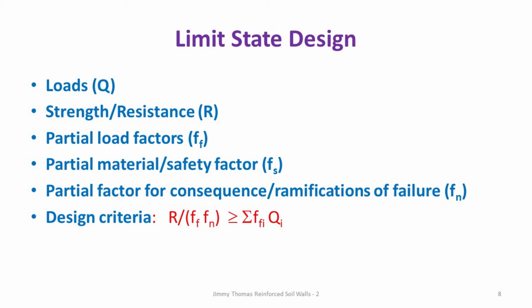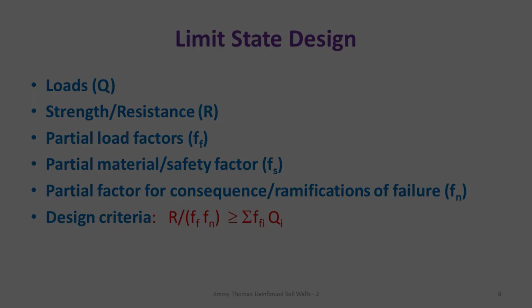So here the principle: we have the loads, then strength, then partial load factors, partial material safety factors, and a partial factor for the consequence or ramifications of failure. So we formulate the design criteria: the resistance, we divide by these factors, and the loads are multiplied by the load factors, and all the factors are greater than 1. Then we satisfy this inequality, so we ensure that we are within those limits.